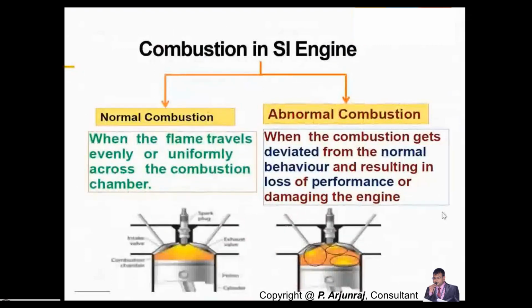So we have two types of combustion: normal combustion and abnormal combustion. This will happen both in SI and also in CI engine. When the flame is traveling uniformly and evenly across the combustion chamber, then you get normal combustion. And when the combustion deviates from the normal behavior, resulting in loss of performance or damaging of the engine, you get abnormal combustion. This is common in both SI and CI engine.